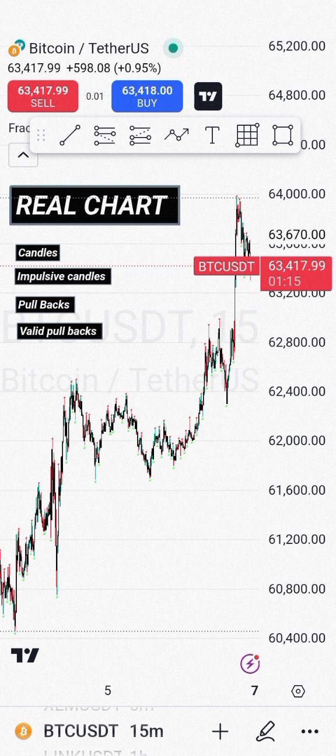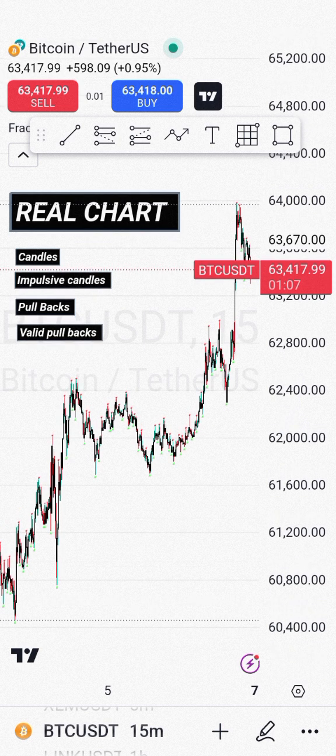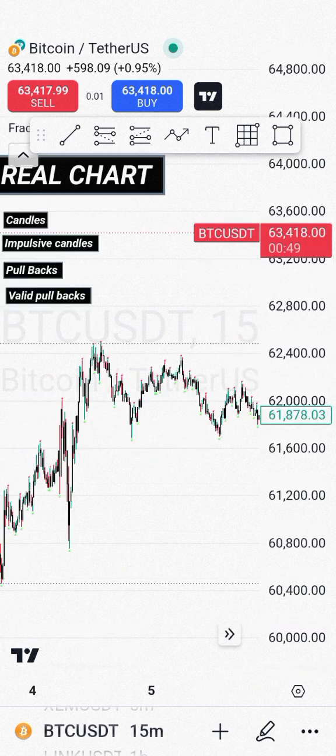So in this video, we're going to be wrapping up candles, impulsive candles, pullbacks and valid pullbacks on the real charts. Okay, so as you can see right here, this is a real chart. This is BTC on 15 minutes time frame. So we're going to be seeing candles, impulsive candles, pullbacks and valid pullbacks, how they look on the real time frame. All right, so let's get into it.